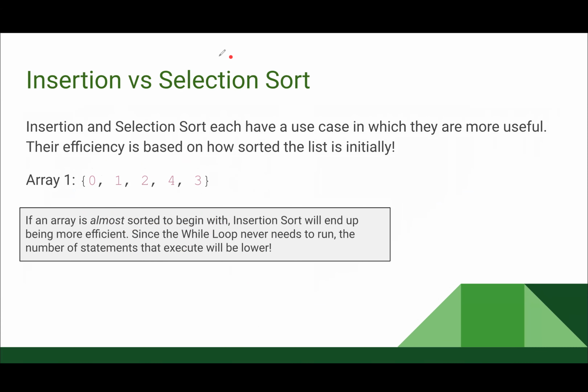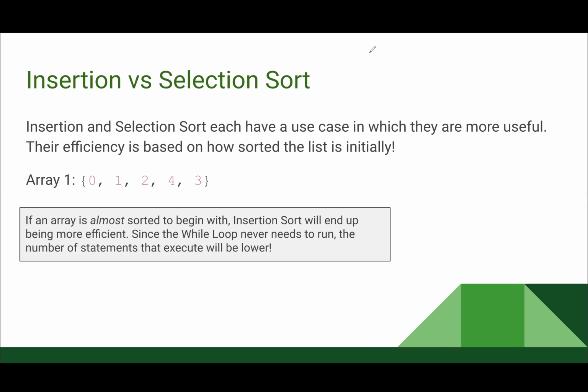Because with selection sort, we would have to look through everything and check, is anything smaller than this thing? And then we go here, is anything smaller? And then here, is anything smaller, and so on.